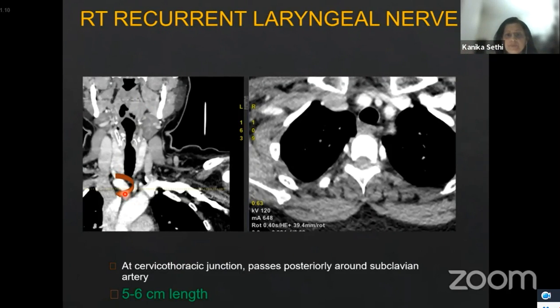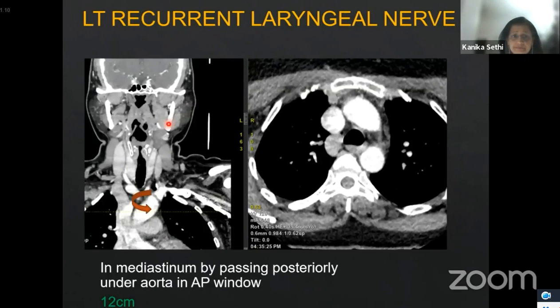It passes posteriorly around the subclavian artery. The right recurrent laryngeal nerve is 5 to 6 centimeters in length, whereas on the left side, it goes under the aorta, and then it is much longer, 11 to 12 centimeters. Since it is much longer, injury on the left side is much more common than on the right side because it has a longer course.